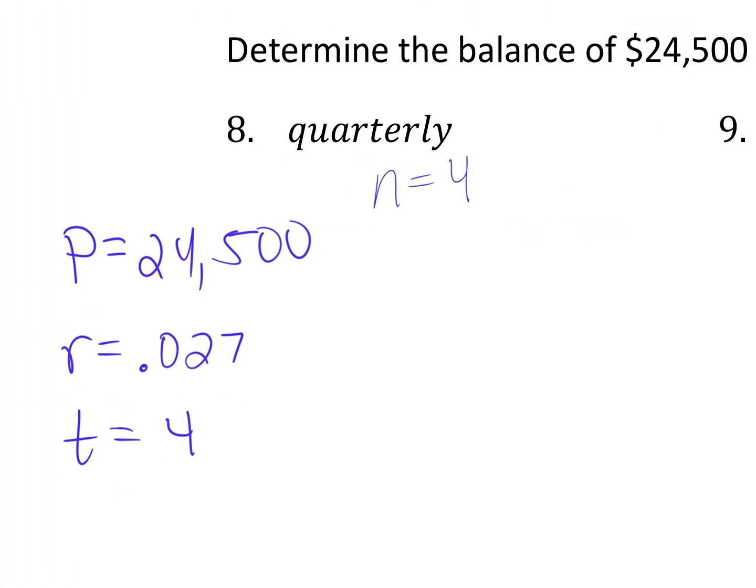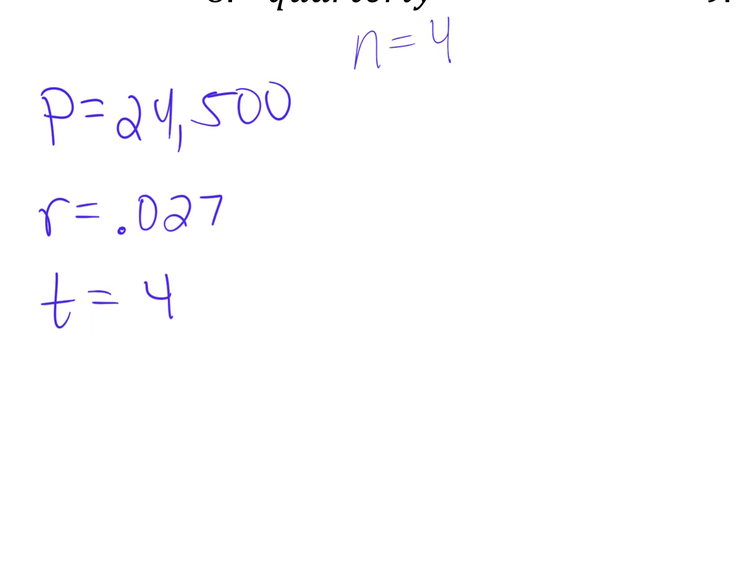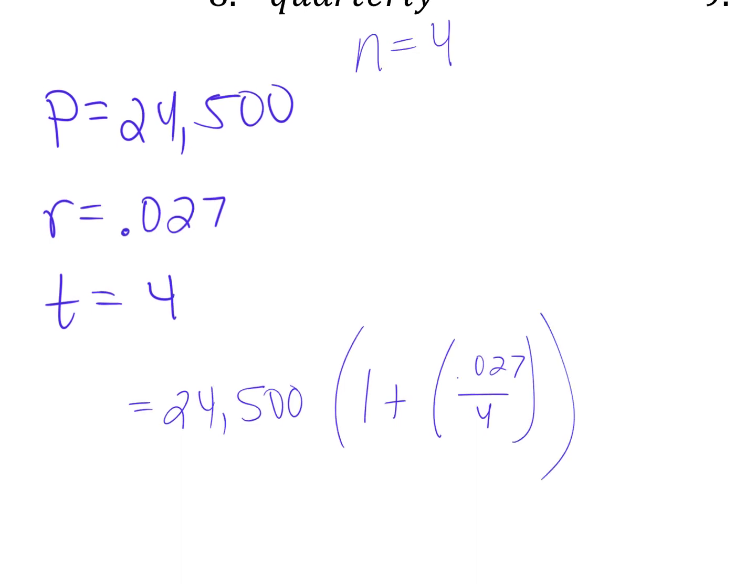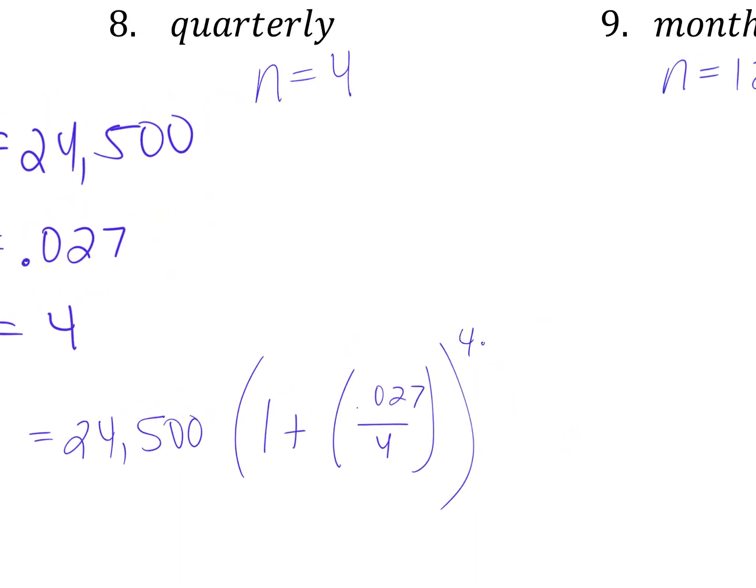So what I need to see from you in number 8, this is exactly what it should look like. It should say 24,500, parentheses, 1 plus 0.027 divided by 4, close your parenthesis, close the parenthesis, and you're going to raise it to the 4 times 4. I need to see that. Then you guys throw it in your calculator.